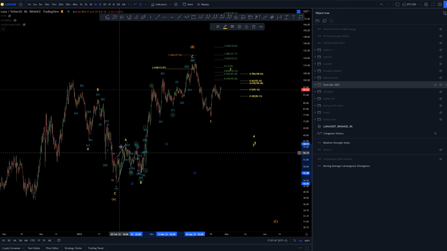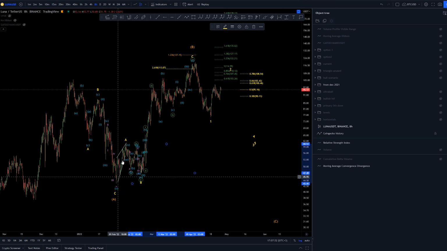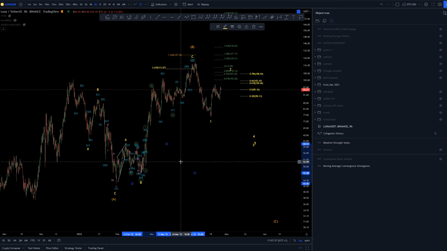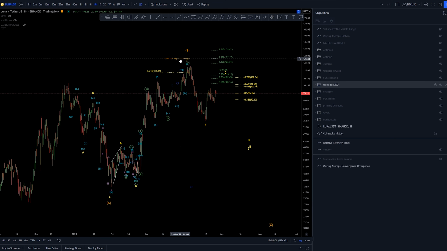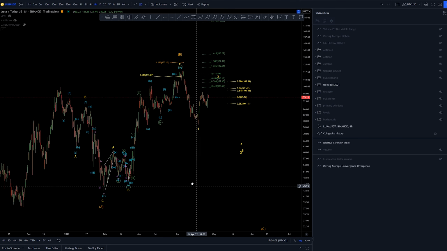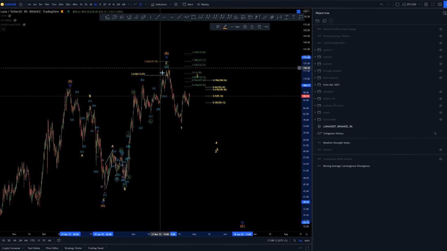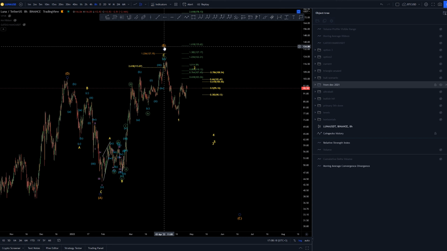Now the issue with this count is that the extension for the C wave is more than 2.618 of the A wave in a zigzag, and that is pretty rare to me. I'm not saying that it's impossible, but it's rare. The B is fine as an expanded B area, so this whole structure can be looked at as an ABC just because the B wave gets so high, and we would be expecting either a running flat or an expanded flat.